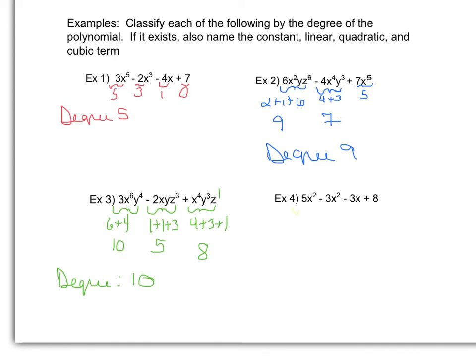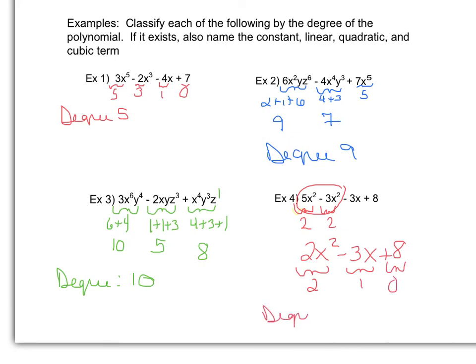But first, naming the degree, I look at each term, and on that first term I have a 2. On my second term I also have a 2, because I realize now, looking a little closer, I forgot to combine my like terms. Putting those together, I have 2x squared minus 3x plus 8. Now naming my degree, I get degree 2, degree 1, and degree 0. The largest one is degree 2, so my overall degree is degree 2.